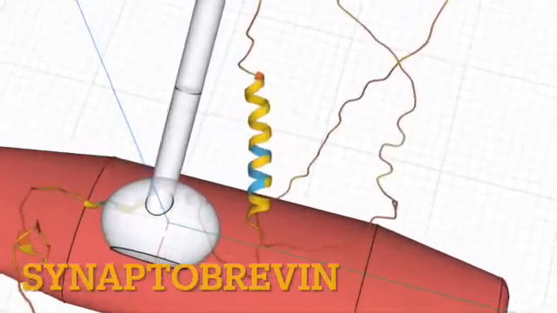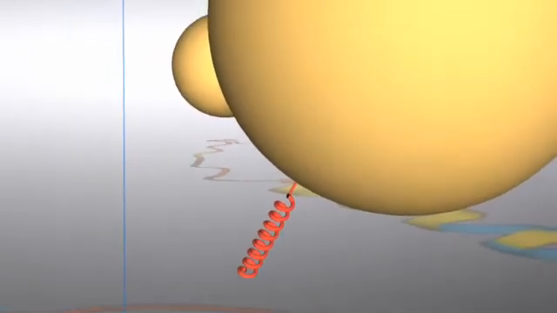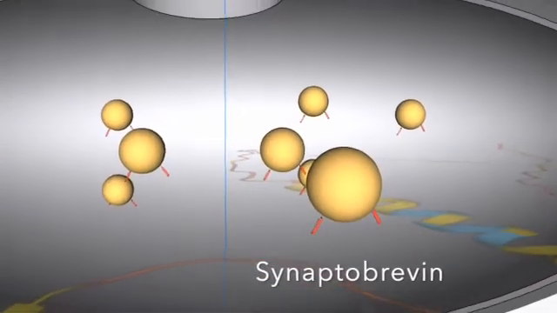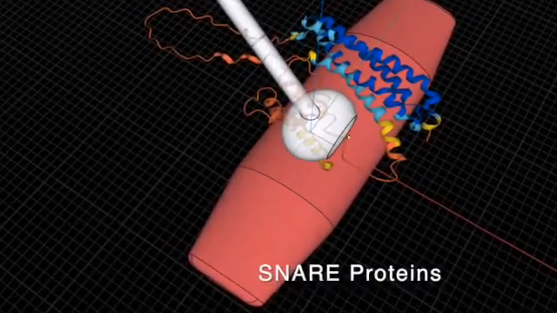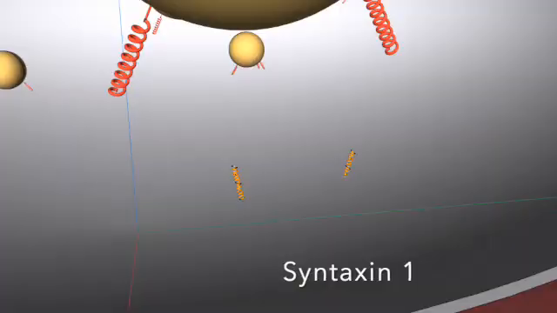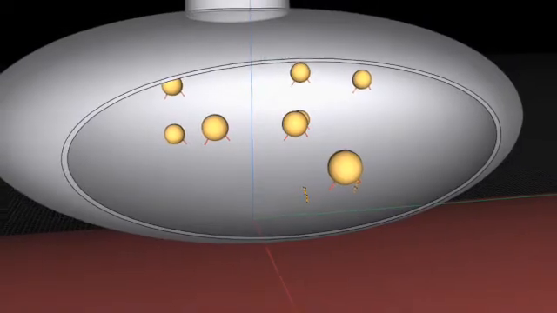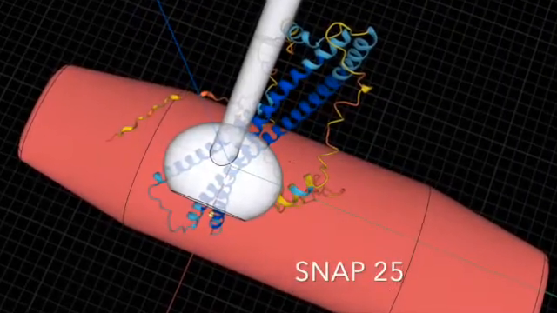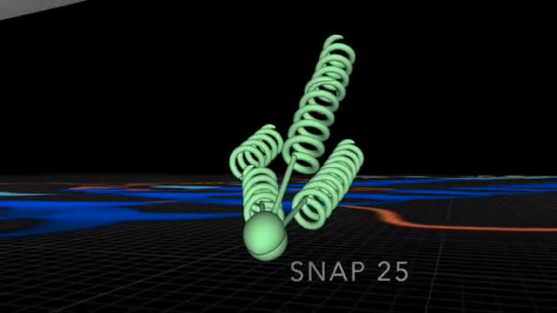One of the snare proteins, synaptobrevin, is firmly attached to each of these vesicles. Another of the snare proteins, syntaxin-1, is attached to the inner surface of the cell membrane of the motor end plate. And it is joined by a third important snare protein called SNAP25. I've represented them all with the drawings that you see here.